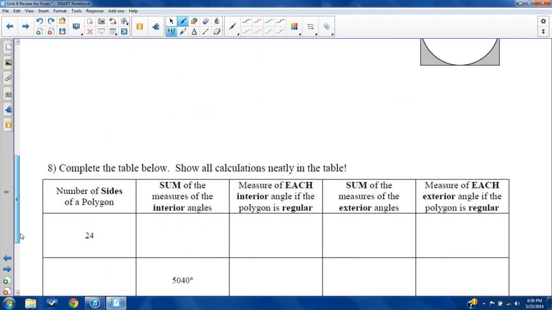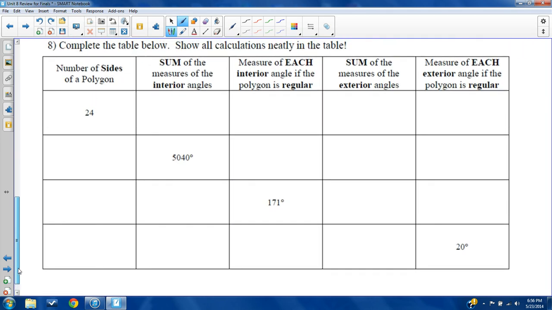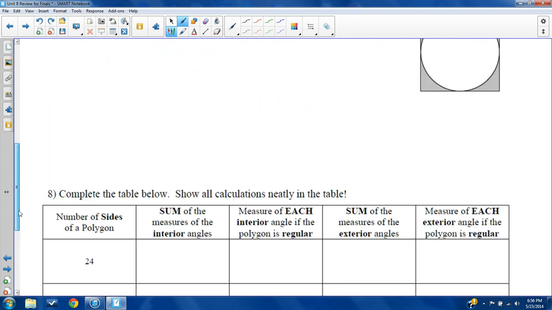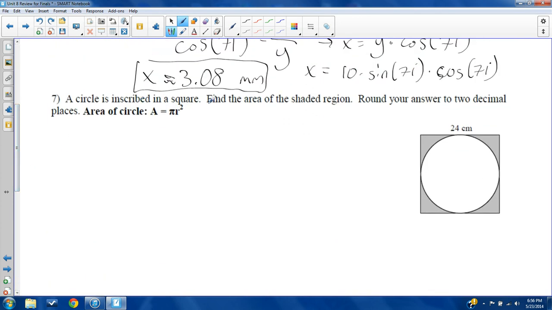Okay, two more problems, and like I said, this is all that overbearance. I might do one or a couple of the problems and just kind of get you started. A circle is inscribed in a square. Find the area of the shaded region. Round your answer to two decimal places. So we need to find the area of this. Basically, the area of the gray is really the area of the square minus the area of the circle, right? You take the square and you take out the circle, and all that's left is this gray area right here. Like literally gray area.